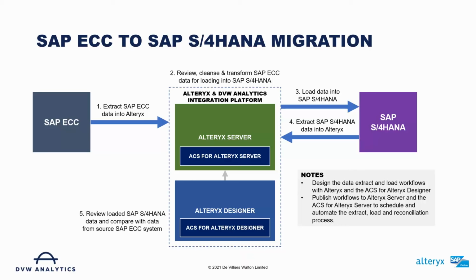So what do we have? We'll have an extract process, we'll have a review, cleanse, and transform process, we'll have a load process, and then for reconciliation reporting, again, we'll have an extract process, only this time an extract from both the source ECC system as well as the target SAP S/4HANA system. And that can be done during the migration process itself, or it can be done at the end of the migration. So how you choose to use the reporting and reconciliation is really up to you.